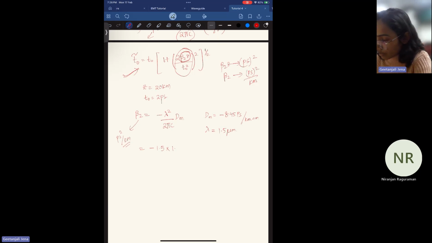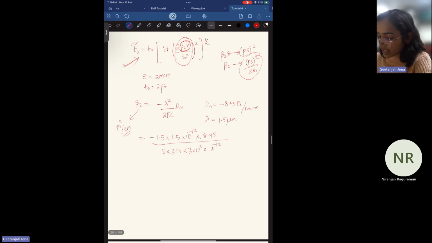So this will be 1.5. You can calculate it: 10 to the minus 12, 8.45 over 2 pi, which is 3.14. It is 3 into 10 to the power 5, and there will be 10 to the power minus 12 here. I just changed the unit so that we can get it in terms of picosecond square per kilometer. So this will give a value of 1 into 10 to the power minus 5 picosecond square per kilometer.